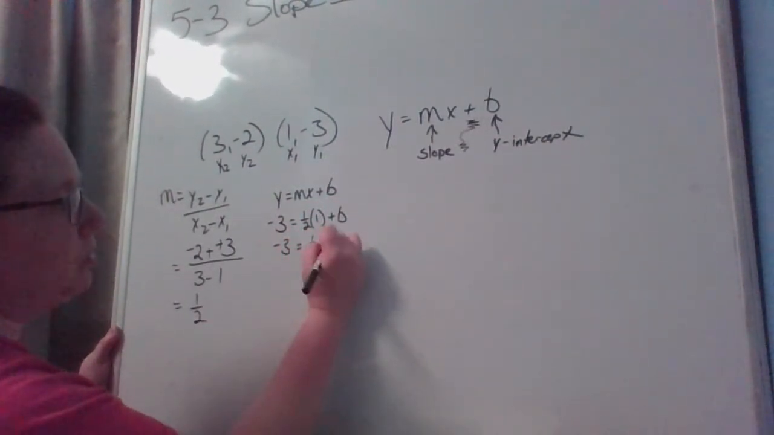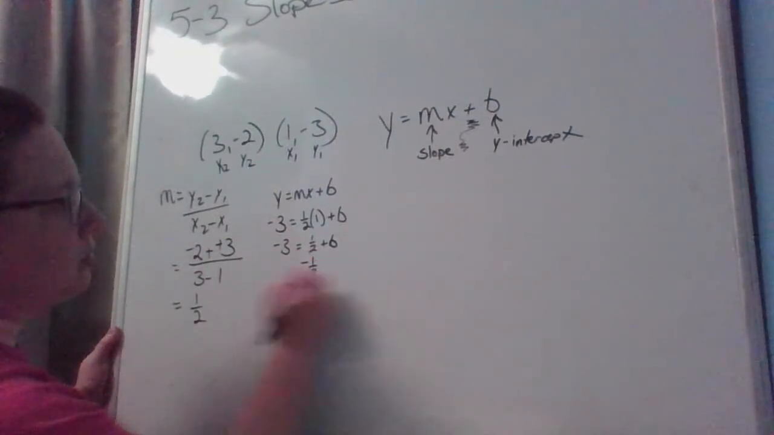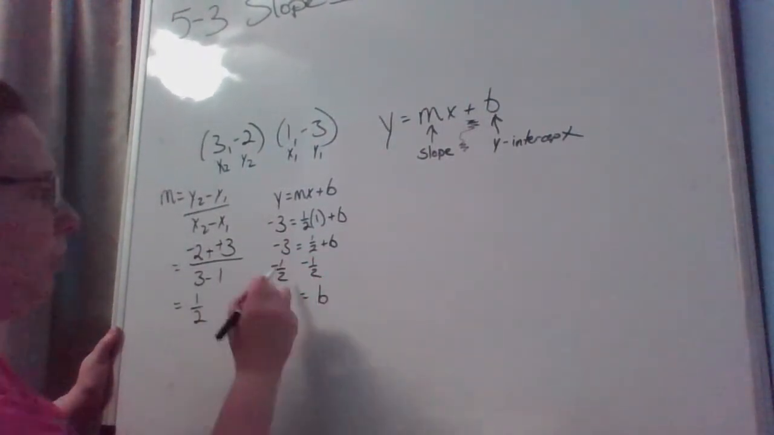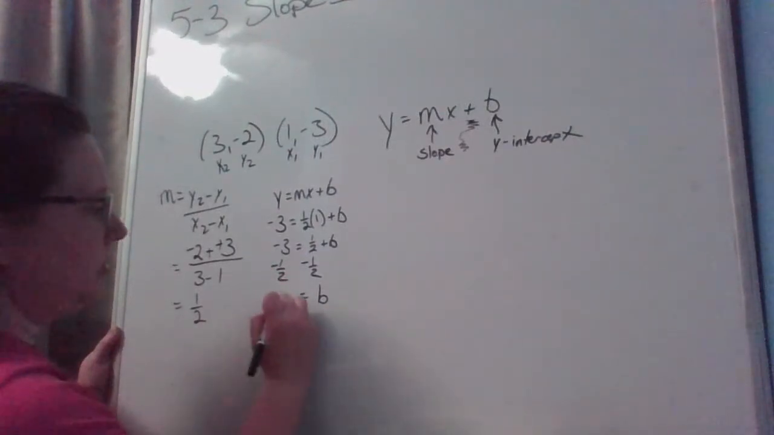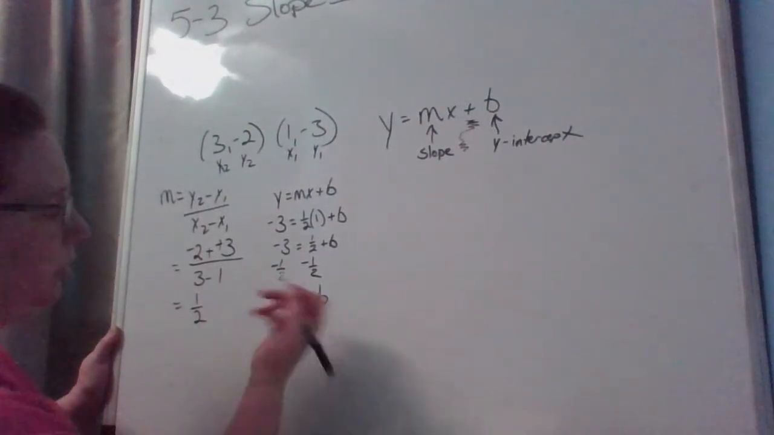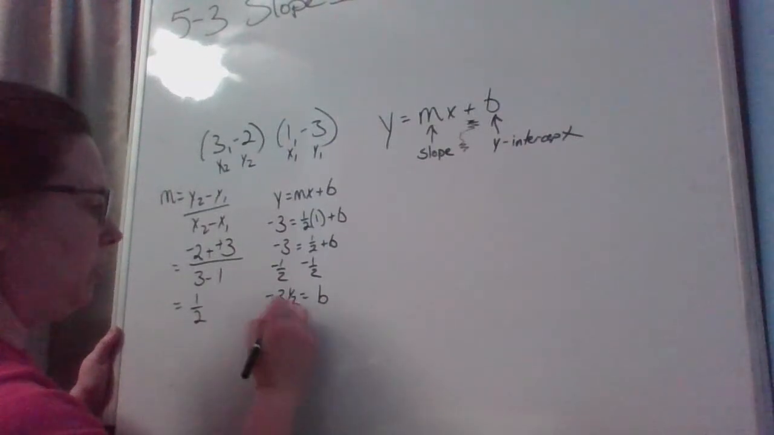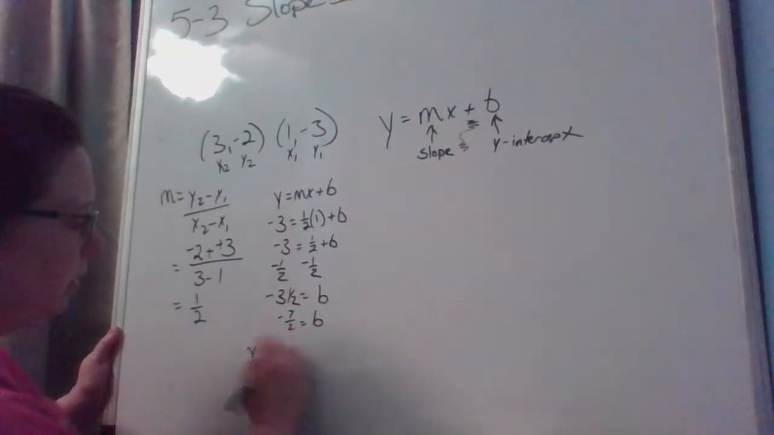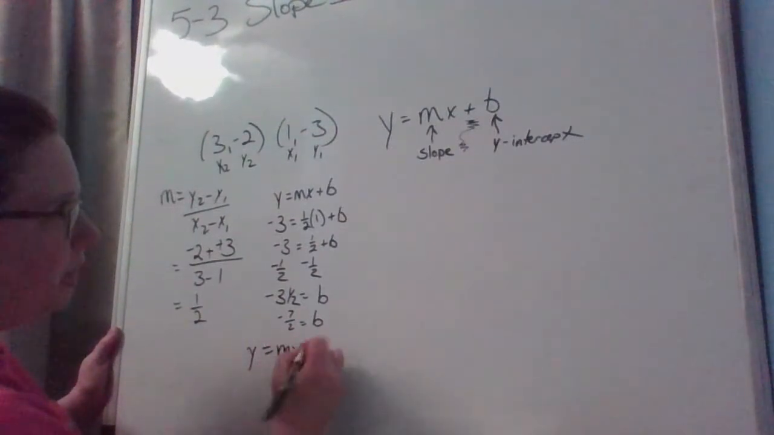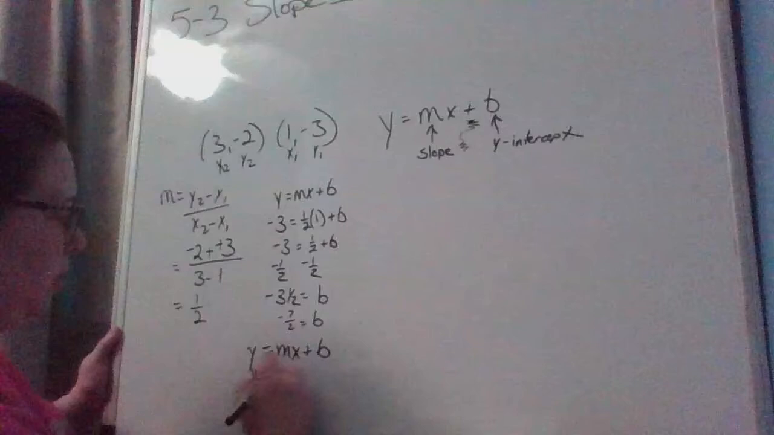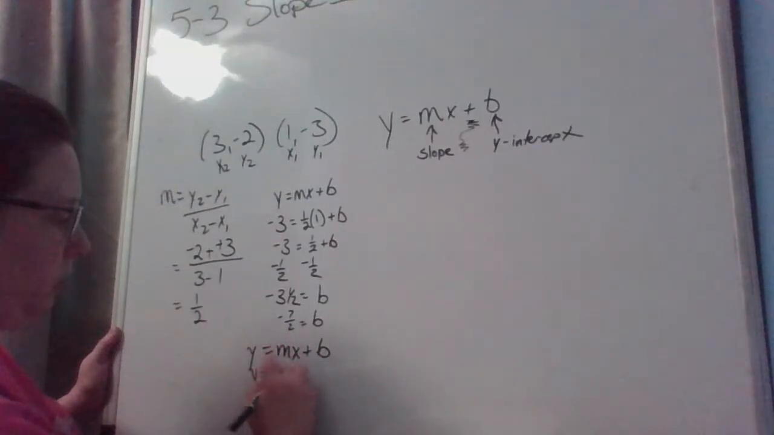And then I'm going to subtract 1/2 from each side, and I'll get b. So -3 minus another half would be -3.5, which if I make that improper, would be -7/2. Then I can plug both my slope and my y-intercept into our formula, and I get y equals 1/2 x minus 7/2.